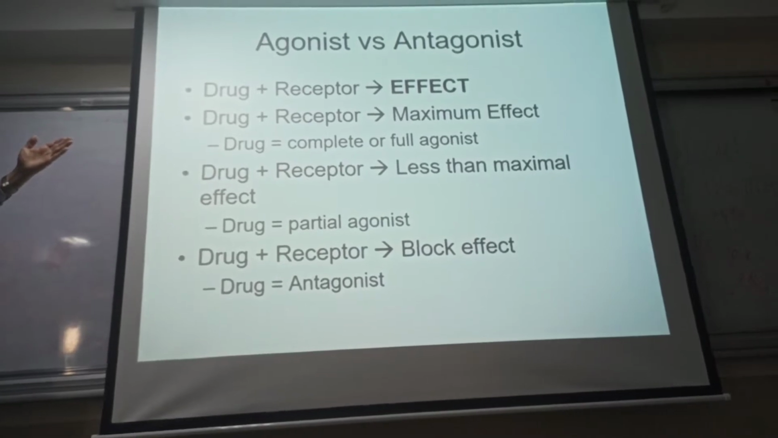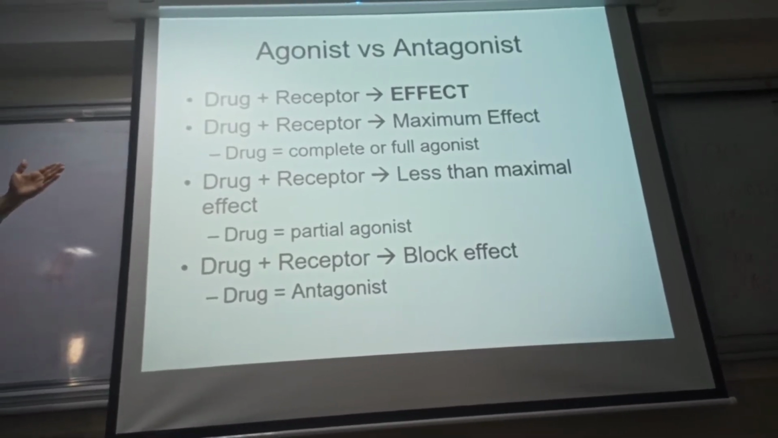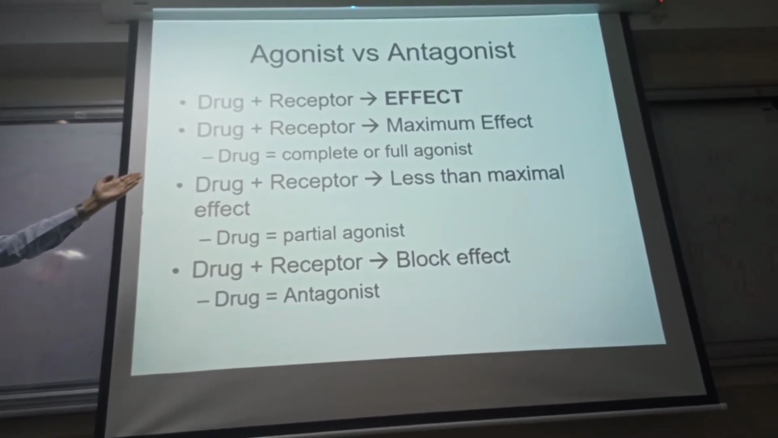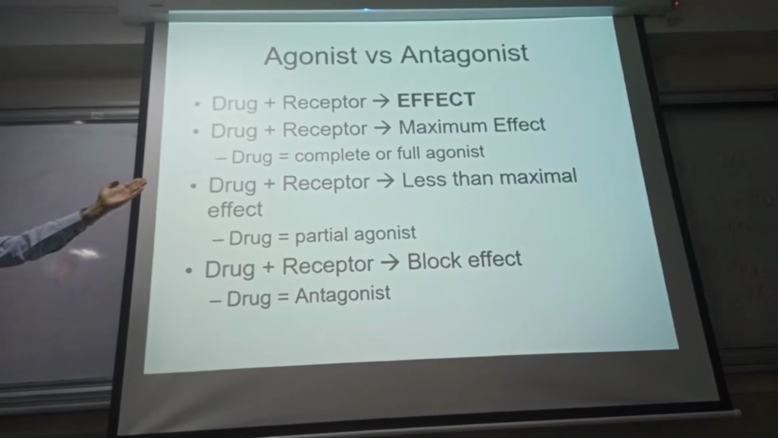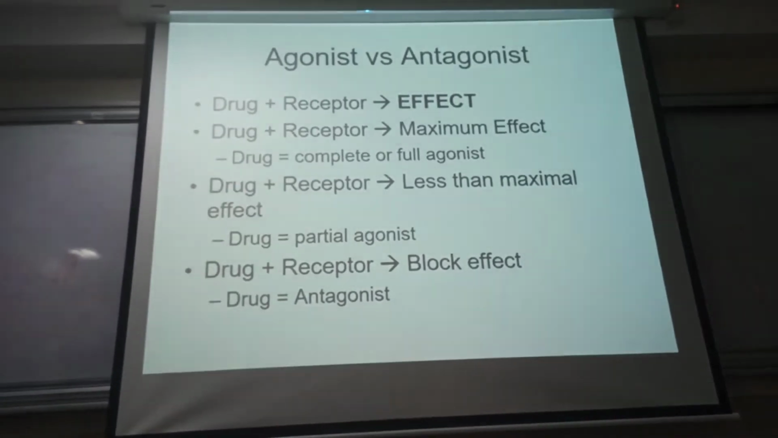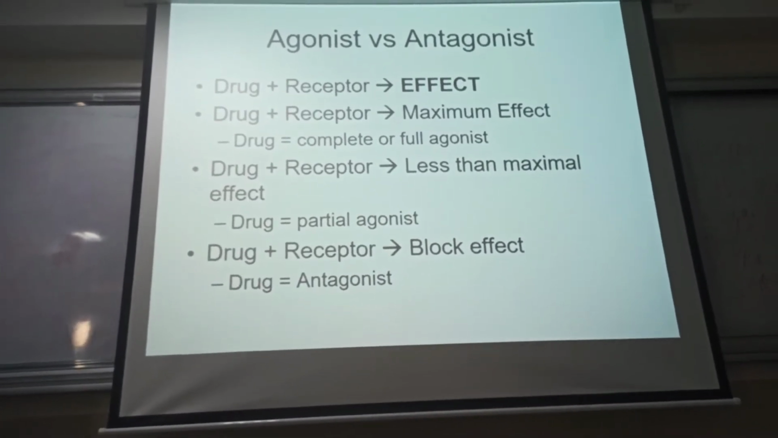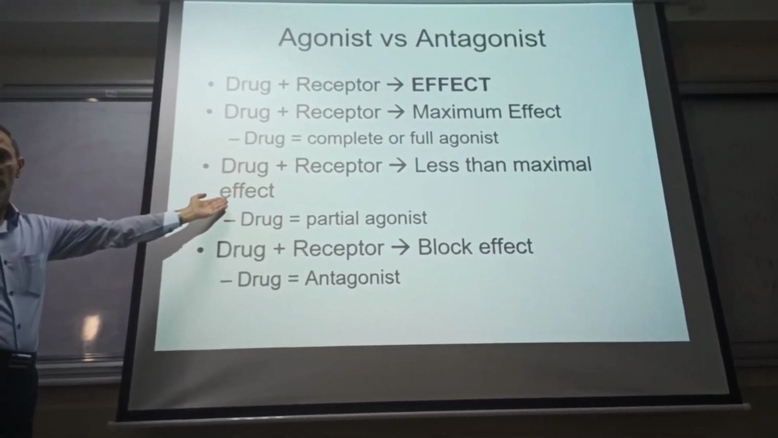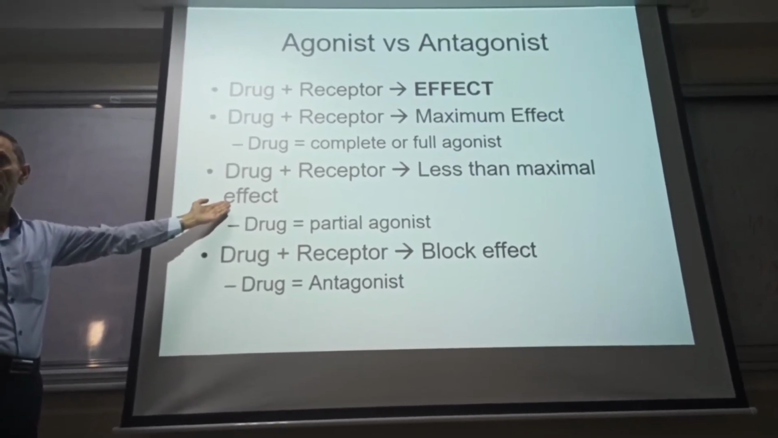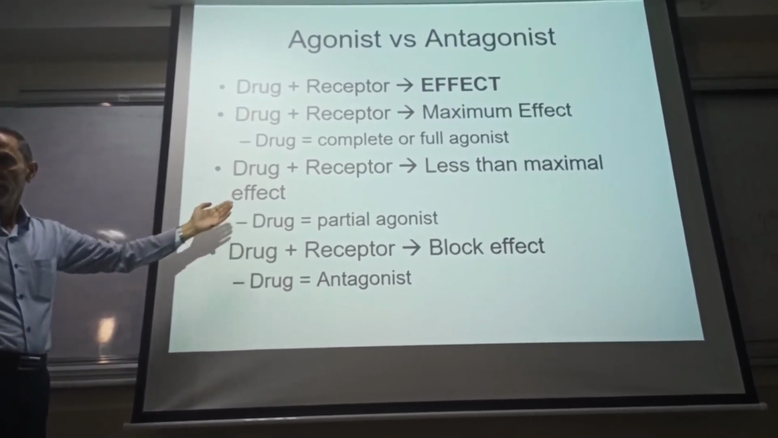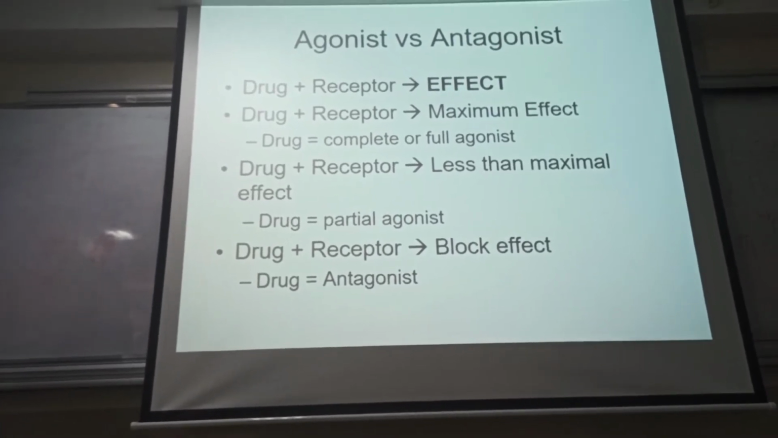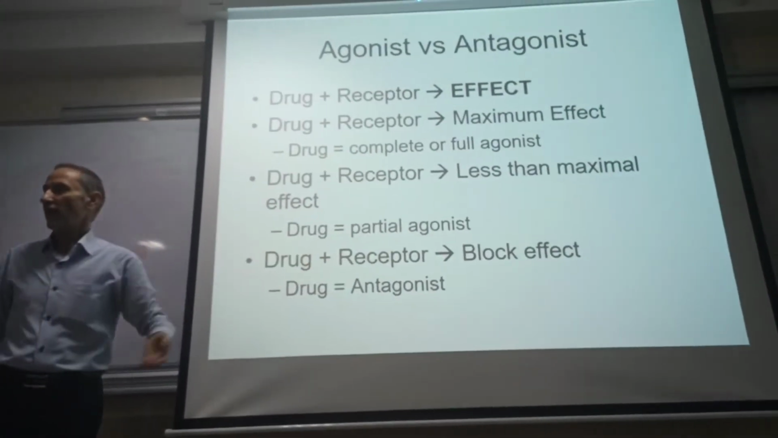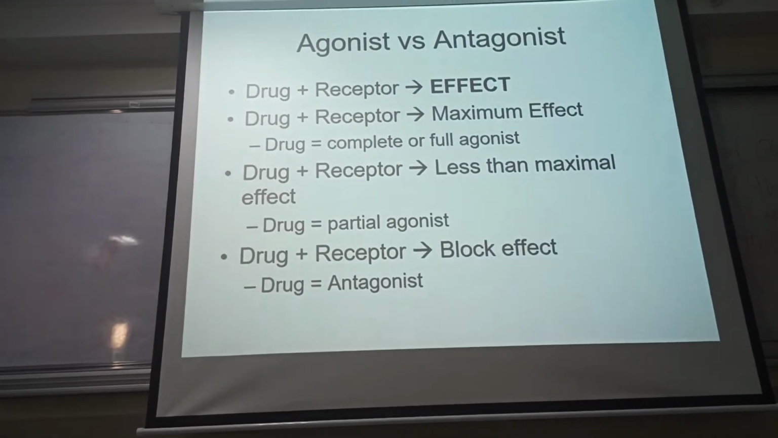Drug and receptor results in effect. Sometimes we have the maximum possible effect, or maximum effect. This is a complete or full agonist. Sometimes the effect is less than maximum, so we say that it's a partial agonist. So we have full agonist and partial agonist. And for antagonists we have block of action.